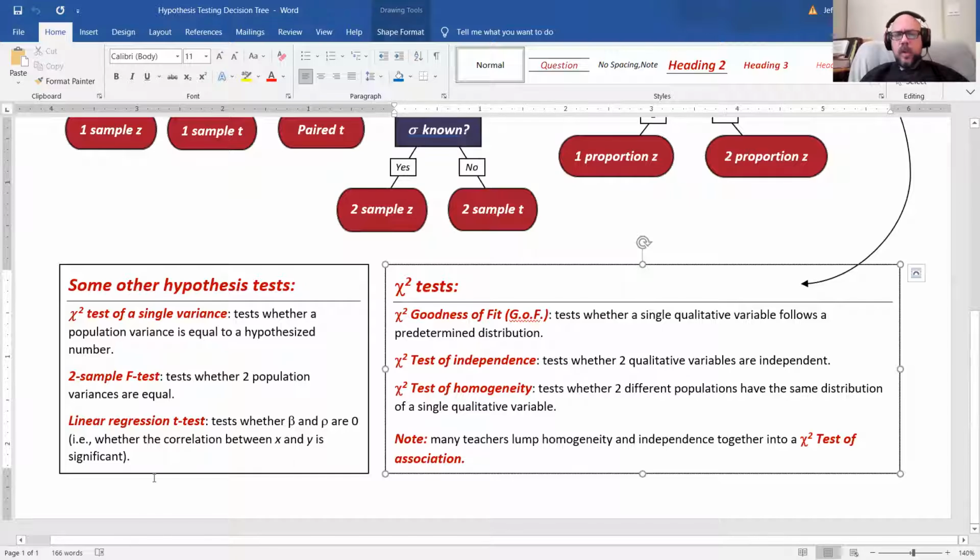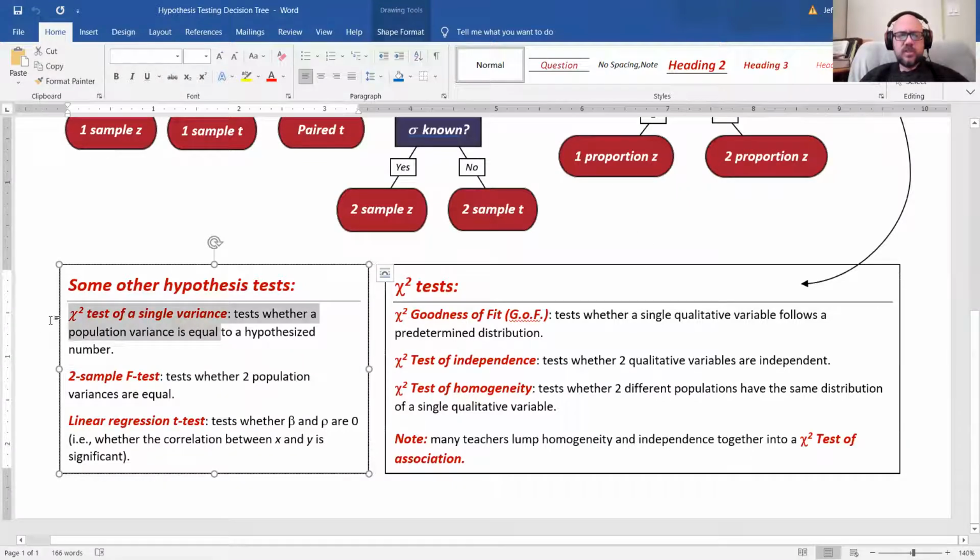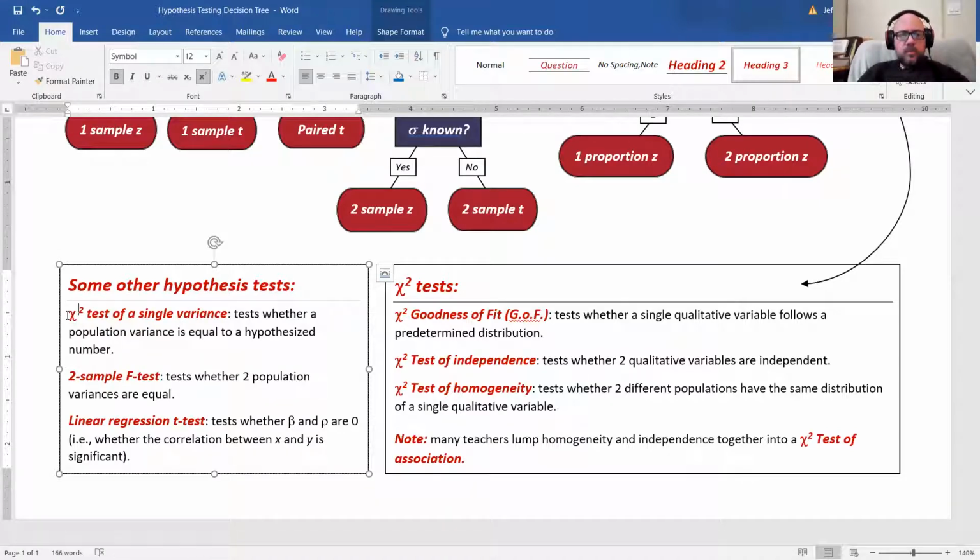And then we had these random ones, right? Chi-square test of a single variance. This thing's italicized when it shouldn't be. There we go. Whoop. Hang on. There, that's better. Chi-square test of a single variance.